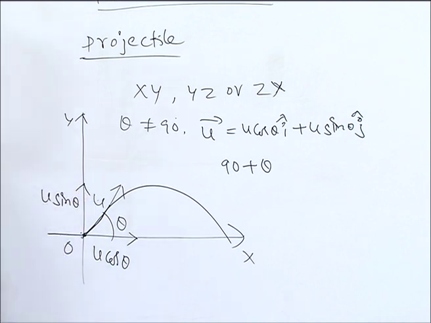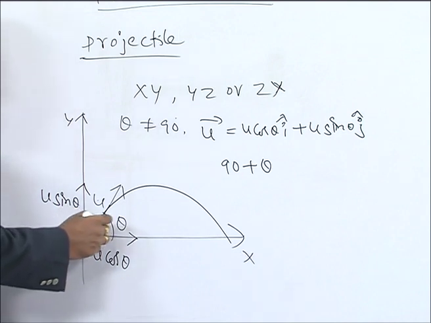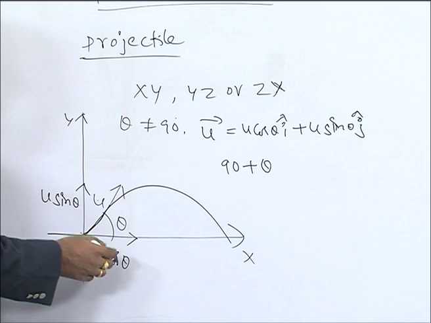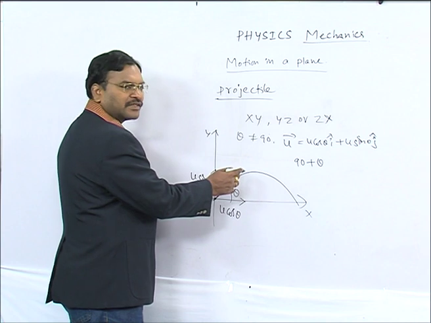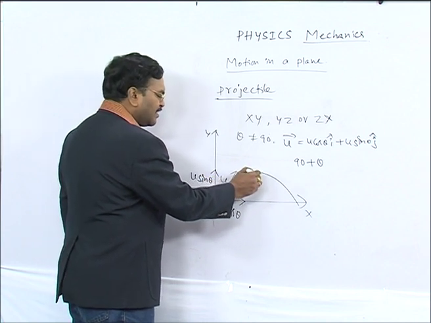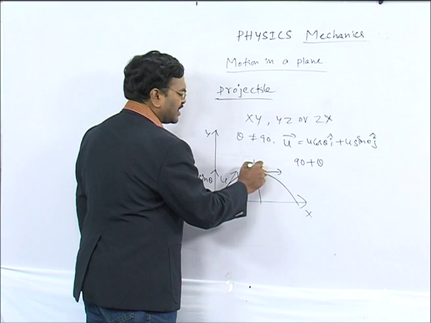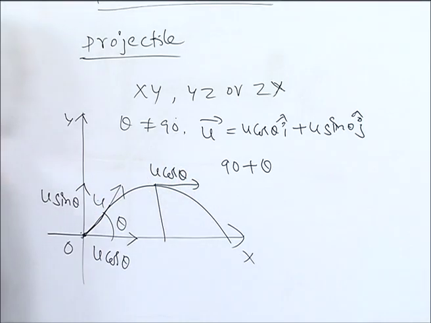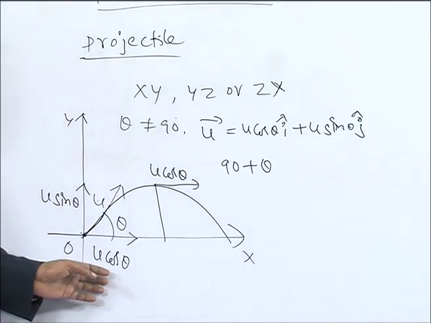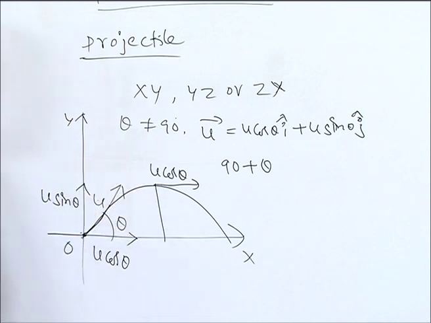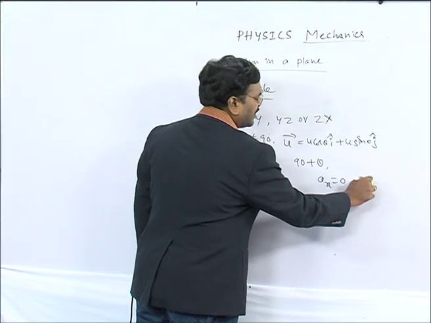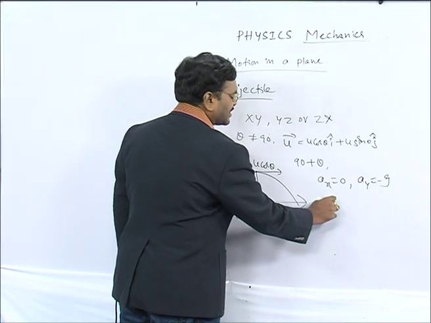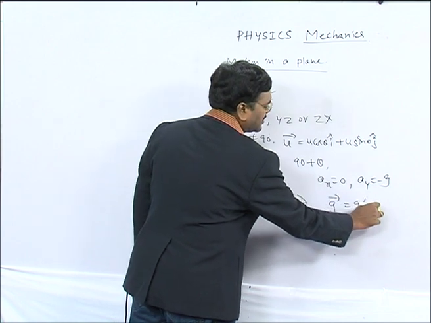Now, in the horizontal direction there is no acceleration, as you know that acceleration due to gravity always acts downwards towards the center of the earth. Because of that, there is no acceleration in the horizontal direction. So, the horizontal component of velocity u cos theta remains constant throughout the journey of the projectile. Even at the maximum height, the projectile has velocity u cos theta. Here ax is 0, ay is equal to minus g. What is the acceleration vector? g into minus j cap.